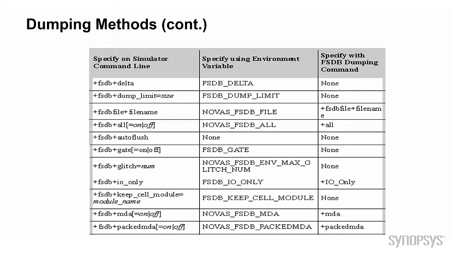Options on the simulator command line may not have equivalent mapping environment variables or FSDB dumping commands. When options are set using different methods at the same time, as we previously mentioned, Verdi will resolve the value of each option in priority order and behave according to the union of all the option settings.